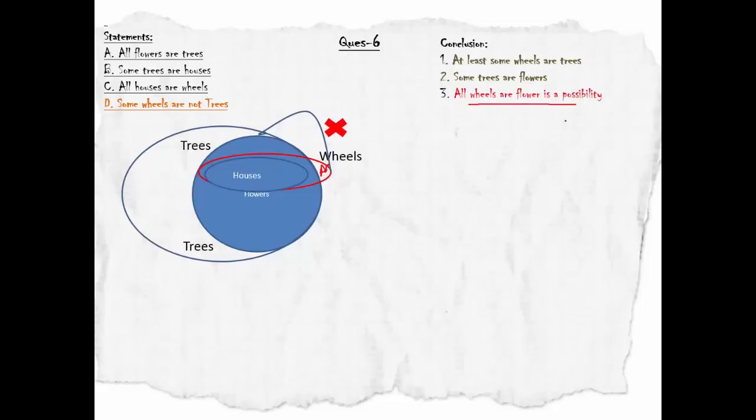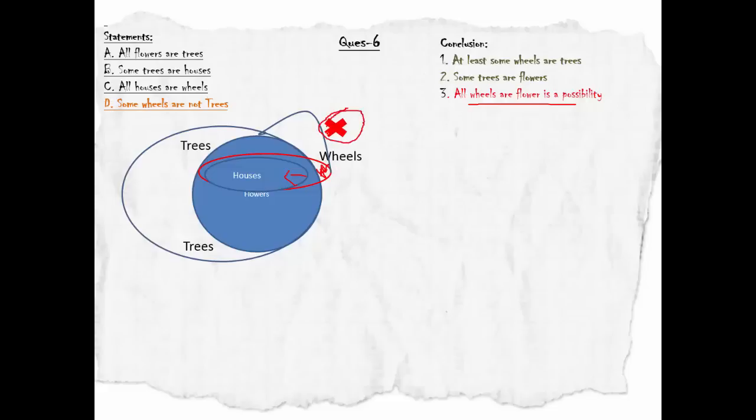Now if we try to look at this statement, all wheels are flowers. So for all wheels of flower, this also needs to be put inside this, but we can't because of this restriction statement. This cross statement says that there has to be some portion of the wheels which are not trees, so we can't go inside this because of this.